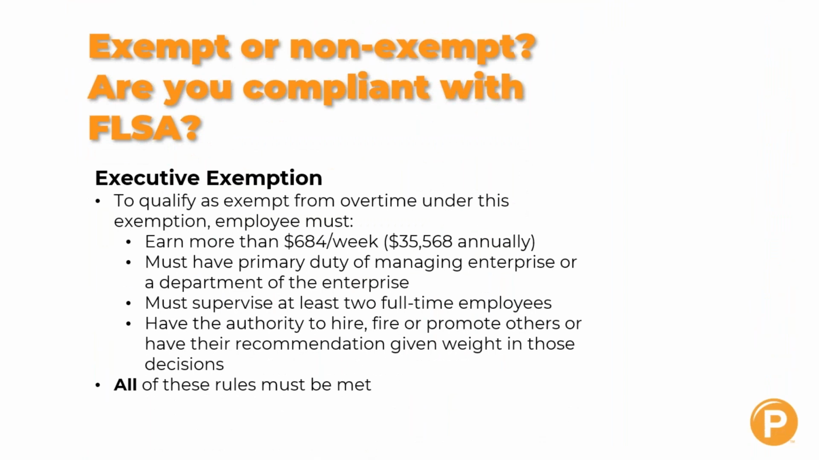All right, the first is the executive exemption. In order to qualify as exempt from overtime under this exemption, the employee, first of all, has to earn more than $684 a week or $35,568 annually. And then they must have a primary duty of managing an enterprise or a department or division of the enterprise. And they mean company. The Department of Labor uses some odd terminology, but by enterprise, they mean company.